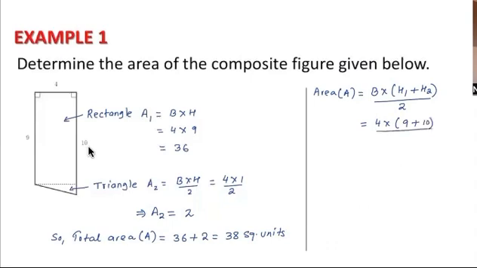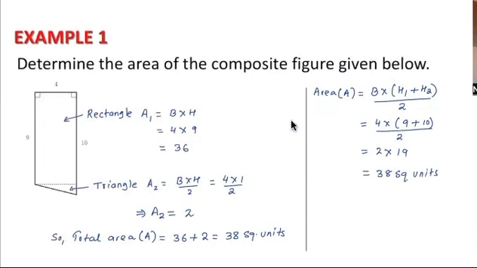Divide that by 2. So over here, 4 divided by 2 is 2, and then times, inside the parenthesis, we have 9 plus 10, which is 19. So 19 times 2 equals 38. So that is 38 square units.